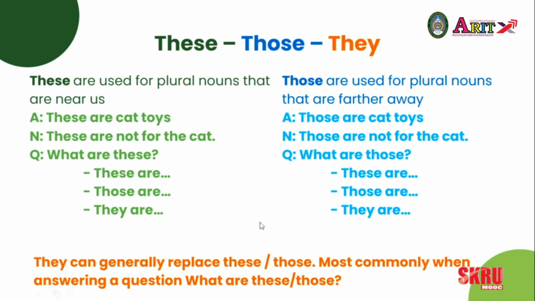And just like with this, that, and it, which can replace this or that, we can use they in place of these, those. We most commonly do that when we're answering the question, what are these? They are. Okay. But you can say, what are they?